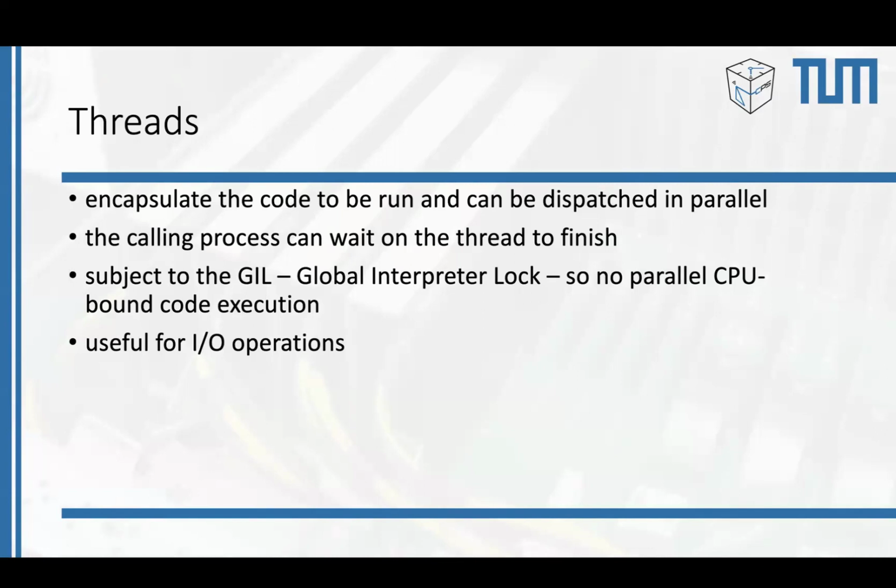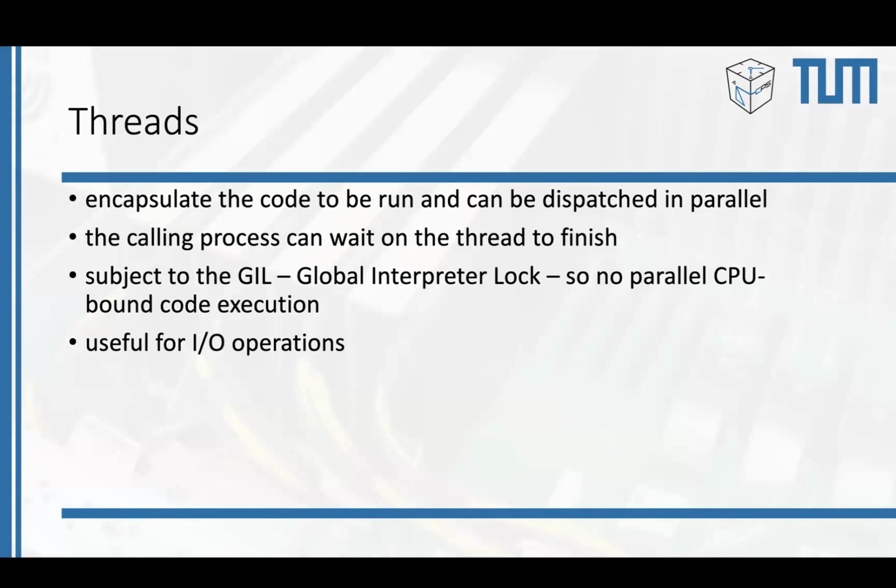So the calling process can wait on the thread to finish with join, right? And important, the threads are subject to the GIL, the global interpreter lock. So no parallelizing of number crunching. Because whenever one thread is executing a line of Python, and not waiting on a resource or an answer from the server, for example, then the other threads cannot access the interpreter.